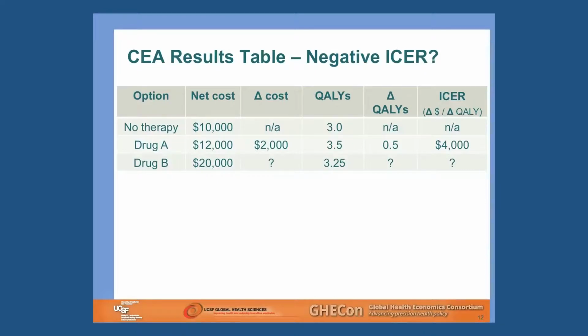So now let's add another intervention. We're adding a drug B, and let's do the same exercise. What would be the value in that first question mark?